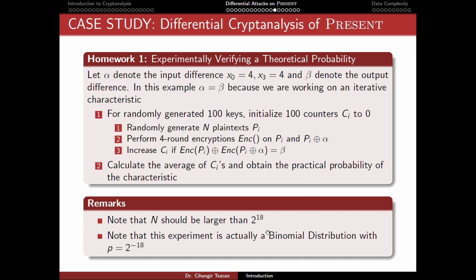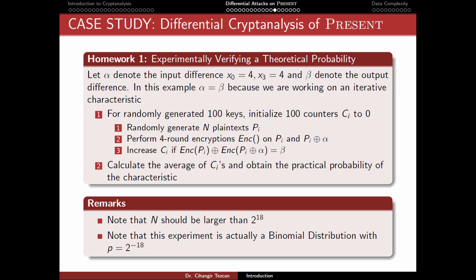So in order to do the homework you need to generate a random plain text. And I told you that since the theoretical probability is 2 to the minus 18, n should be larger than 2 to the 18. So first question is, what should be your choice of n? And actually we talked about this a lot.